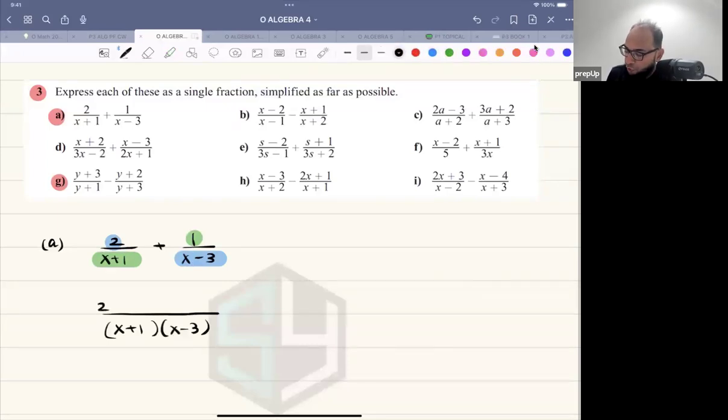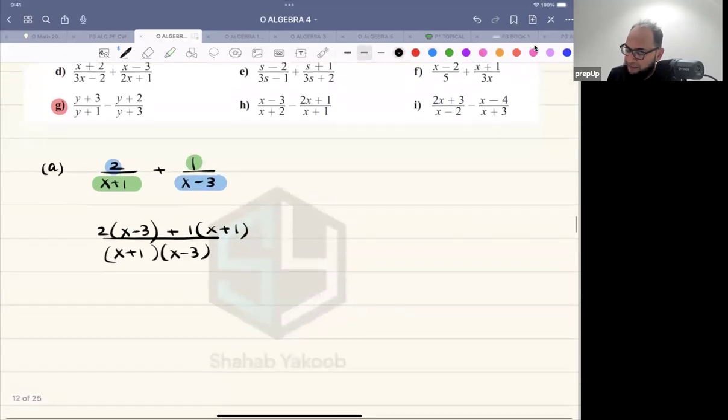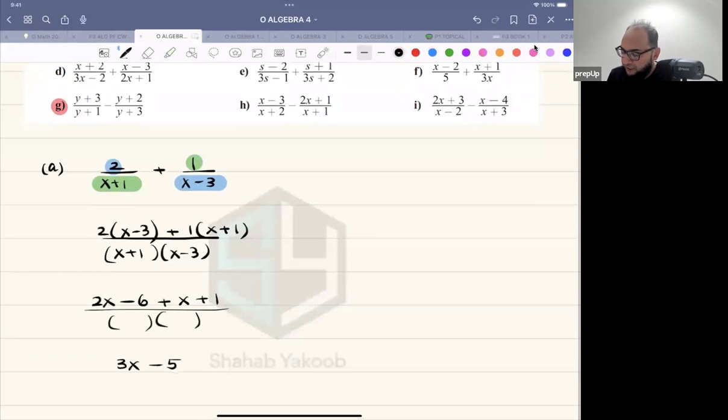So therefore 2 into x minus 3 multiplies with the uncommon. Remember this terminology. 1 multiplies with x plus 1. Simplify. 2x minus 6 plus x plus 1 over the 2 brackets. And 2x plus x is 3x minus 5 divided by the 2 brackets. What goes in the bracket? x plus 1, x minus 3.